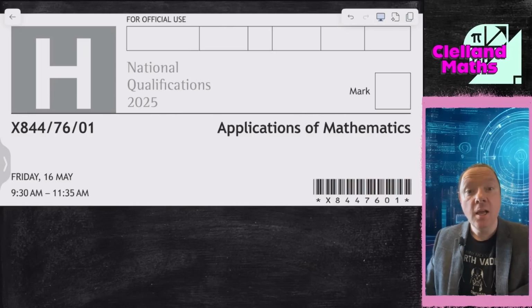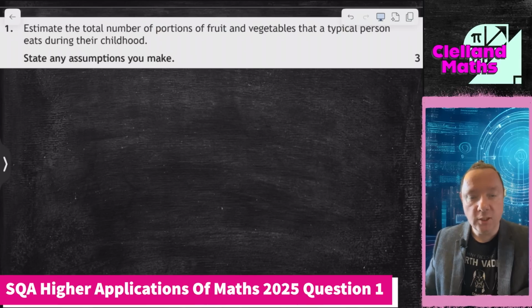SBA Higher Application Maths 2025. Let's go. SBA Higher Application Maths 2025, question 1.